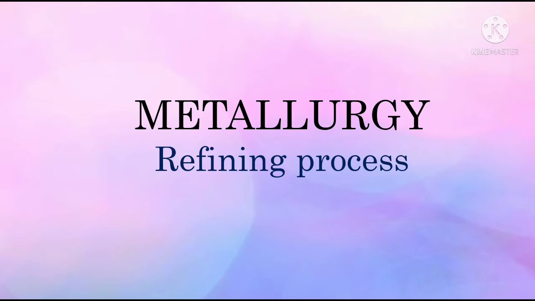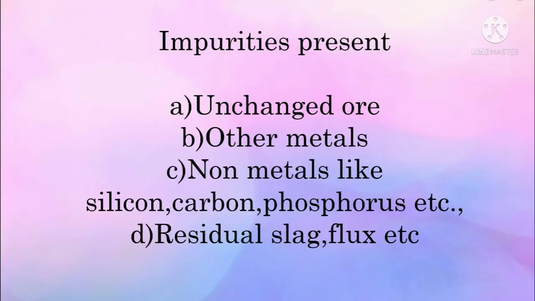The metal that is obtained after the extraction from its ore comprises some impurities, such as unchanged ore may be present in that. Other metals may also be present, which are produced by the simultaneous reactions. Some non-metals like silicon, carbon, phosphorus may also be present, and sometimes some residual slag and flux may also be present. So it is our responsibility to remove these impurities to get 100% pure metal. As a result, purification is necessary.